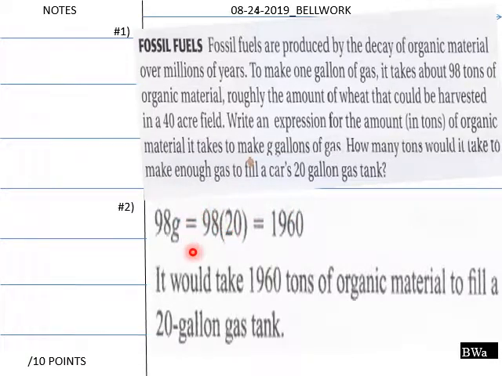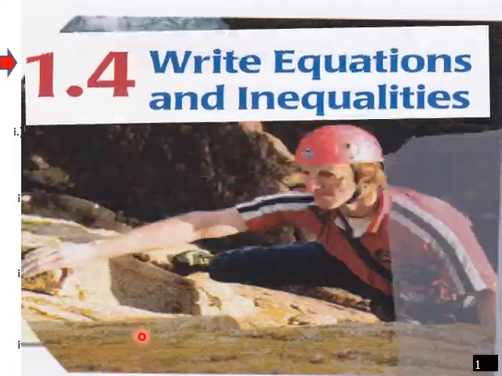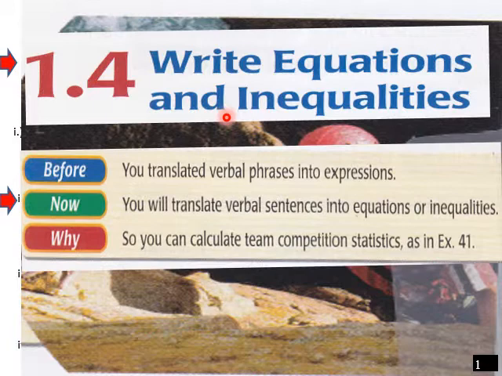98 is 98 tons of material to fill a 20-gallon gas tank. It would take 1,960 tons of organic material to fill a 20-gallon gas tank is what that comes out to. 1,960 tons.